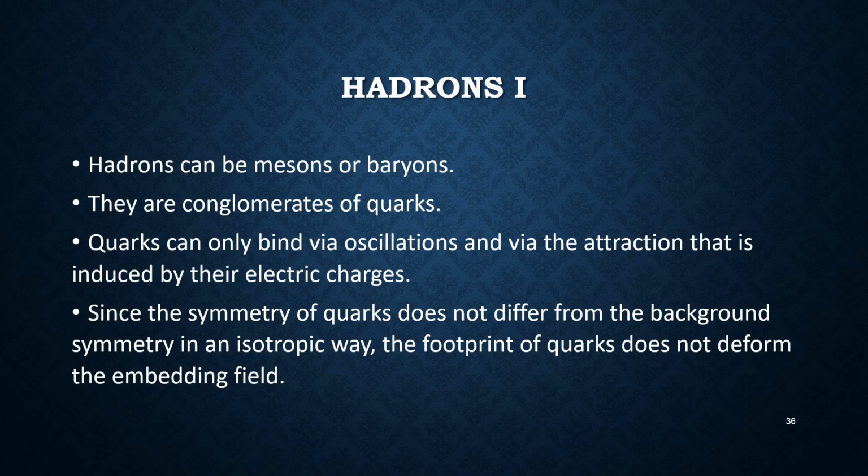Hadrons can be mesons or baryons. They are conglomerates of quarks. Quarks can only bind via oscillations and via the attraction that is induced by their electric charges. Since the symmetry of quarks does not differ from the background symmetry in an isotropic way, the footprint of quarks does not deform the embedding field.